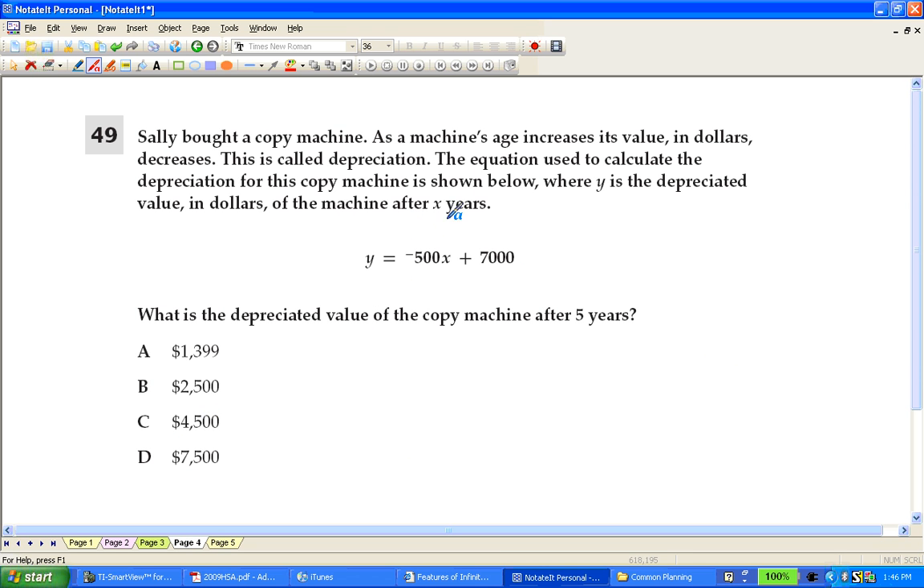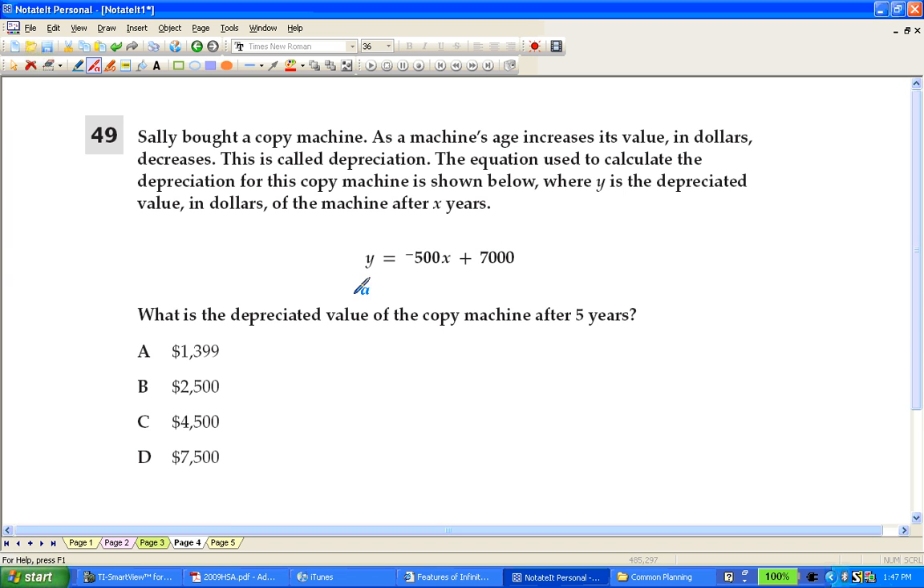Sally has a copy machine. Machine ages increase as the machine ages. As the machine's age increases, its value in dollars decreases. So as the age goes up, the value that it has attached to it goes down. It's called depreciation. The equation used to calculate the depreciation for this copy machine is shown below.